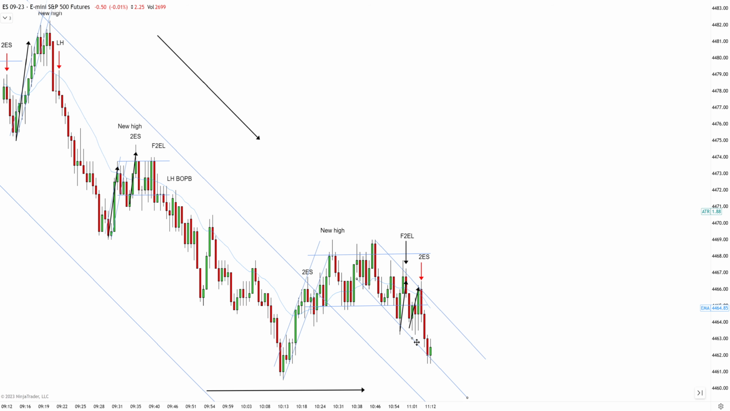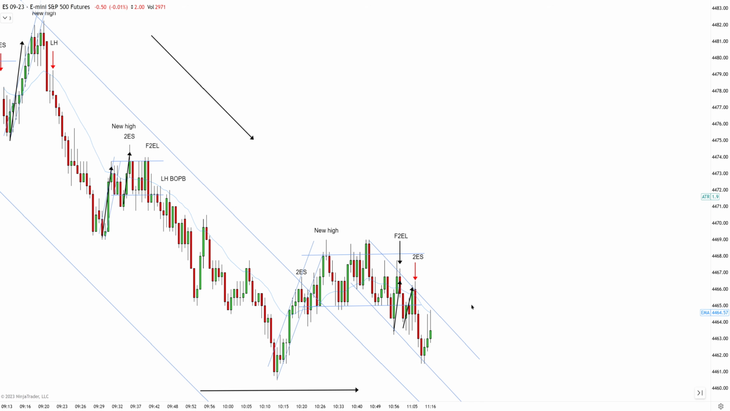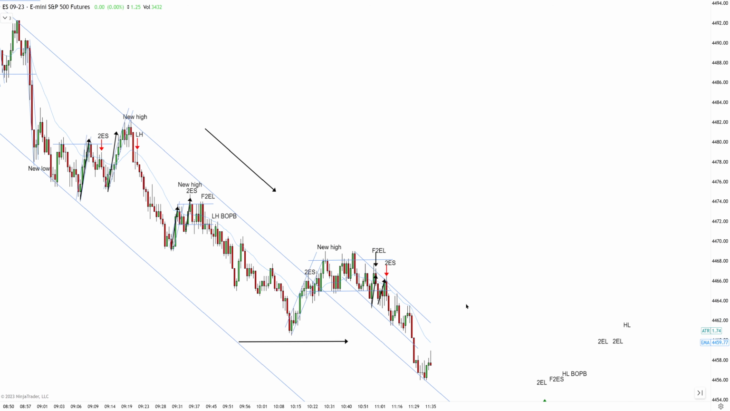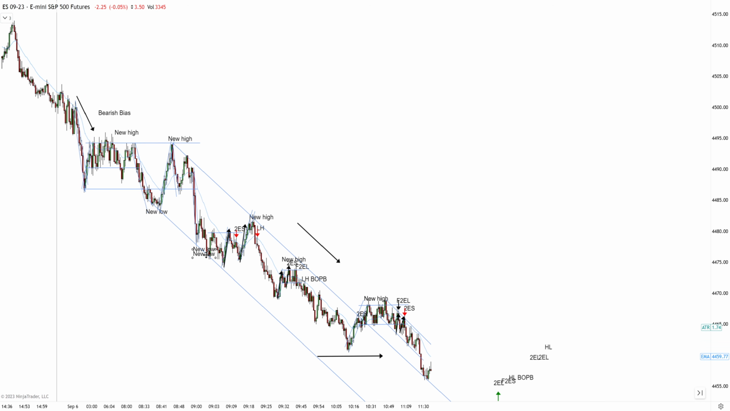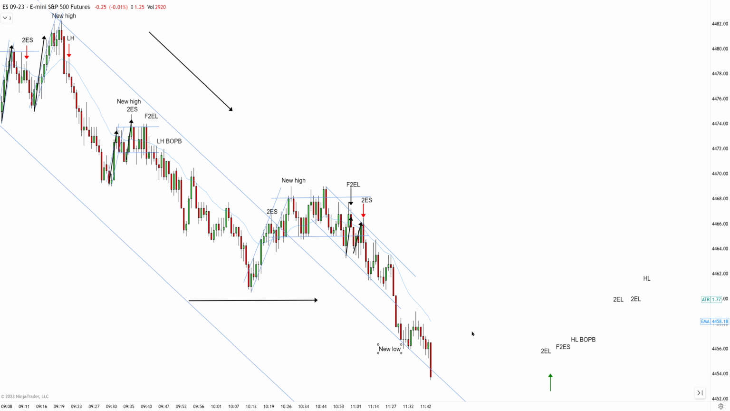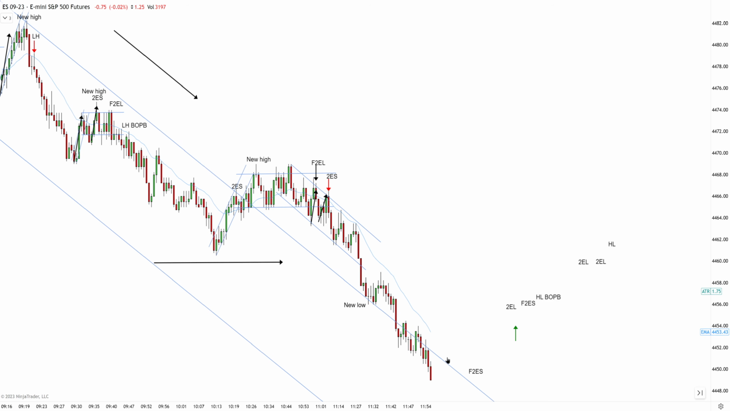I actually took this setup myself. Unfortunately, the runner got stopped. I was expecting another second entry short, but it never formed, and the market created a new extreme. So I'm going to mark new low. Now, after a new low, you expect a correction or reversal according to the rules. But we kept pushing lower, so it looked way more bearish.